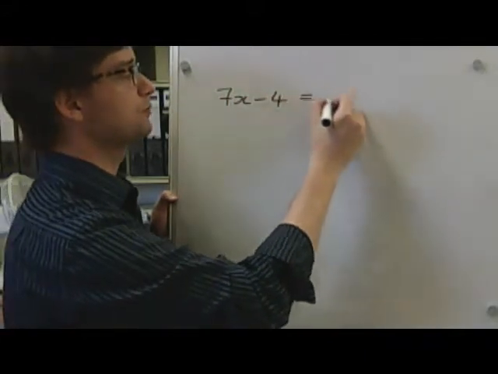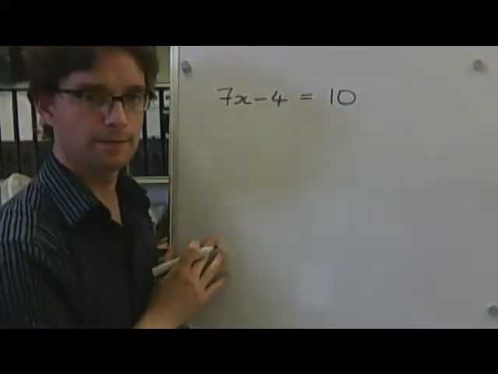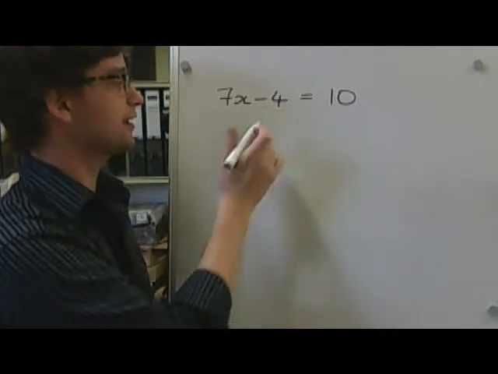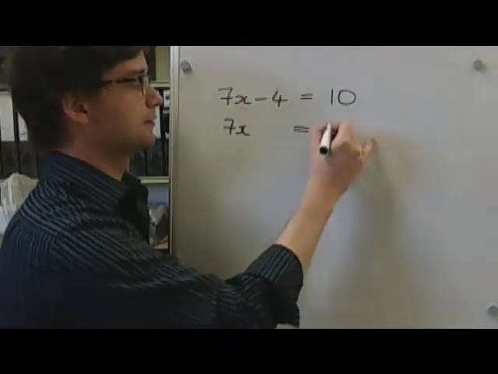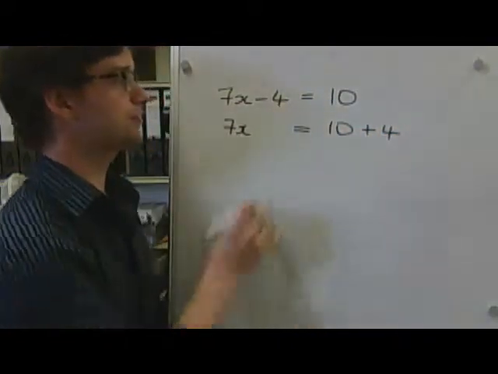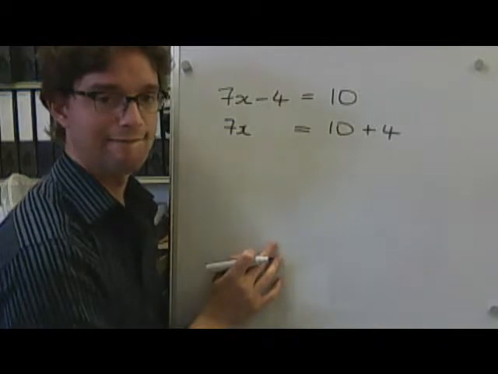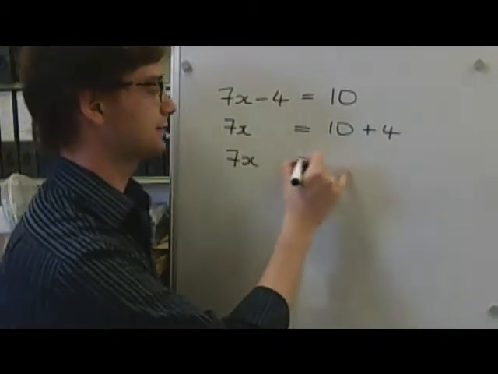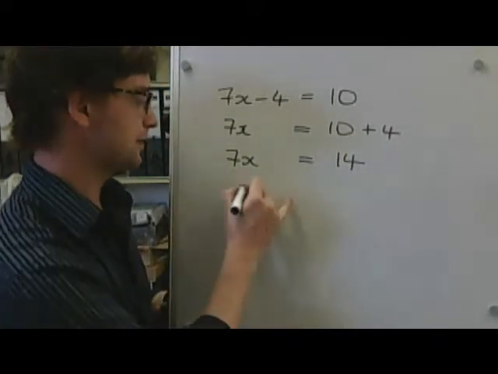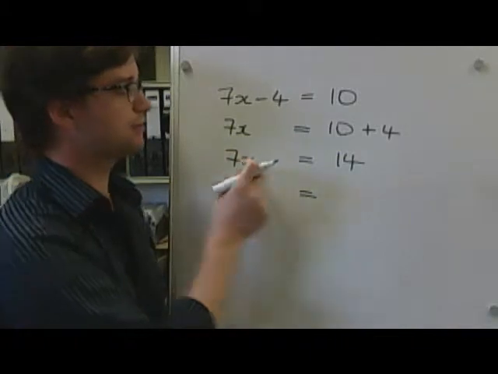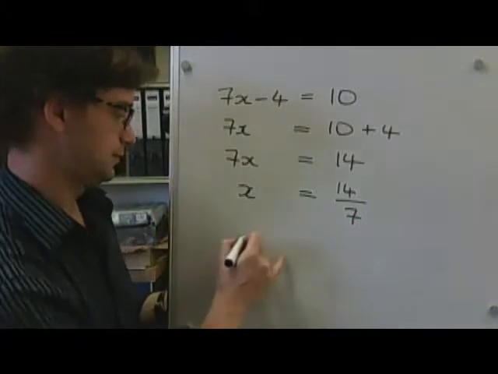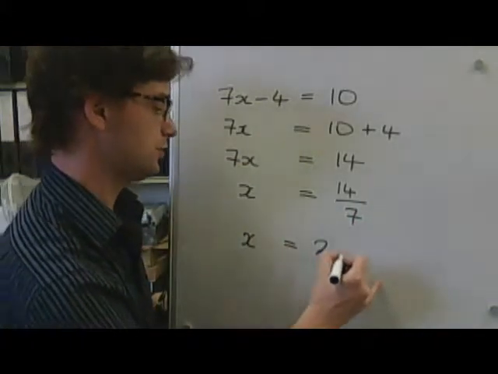7x minus 4 equals 10. First thing we want to do is get the x's on their own on one side. So I'm going to leave 7x here, and I'm going to move this 4 over to this side, and because I've moved it over, I'm going to change its sign. So I go from minus 4 to plus 4. And that's going to give me 7x equals 14. And now I can do my dividing through. I've got 7 times x is 14, so x must be 14 over 7. So x equals 2.